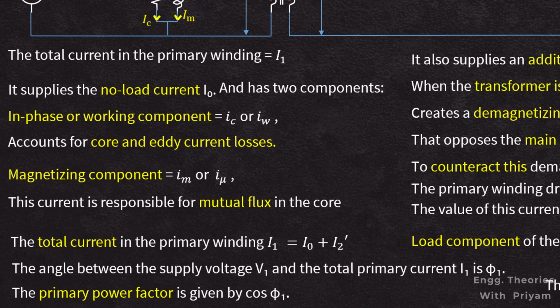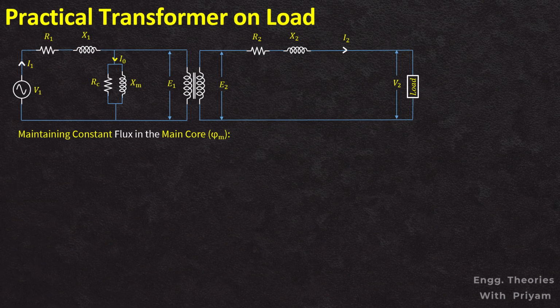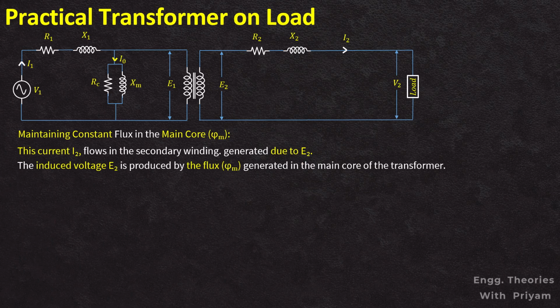Maintaining constant flux phi m in the main core. The current denoted by I2 flows in the secondary winding. It is generated due to the induced voltage in the secondary winding, or E2. The induced voltage E2 is produced by the flux generated in the main core of the transformer. Now, according to Lenz's law, the current flowing in the secondary winding I2 will oppose its cause.